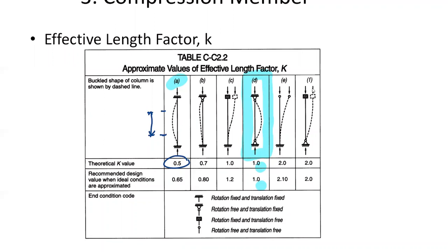So because of that, we generally do not create the real fixed support. So we don't use 0.5. It is recommended that we use 0.65 instead. Okay, so you don't use the theoretical values. You use the recommended design value. Now, when you look at another case where one pin, one fix like that, the theoretical value is 0.7, you don't use 0.7, you use 0.8 because, you know, the fixed support.